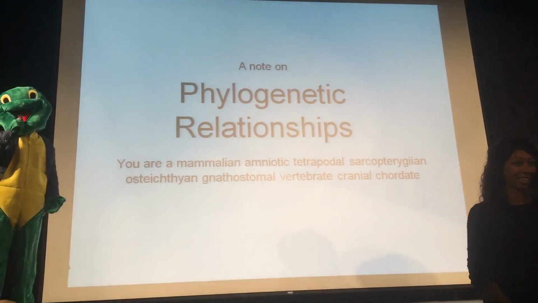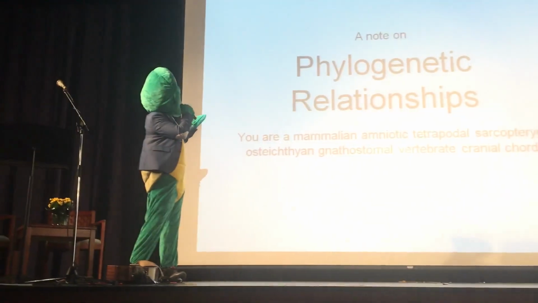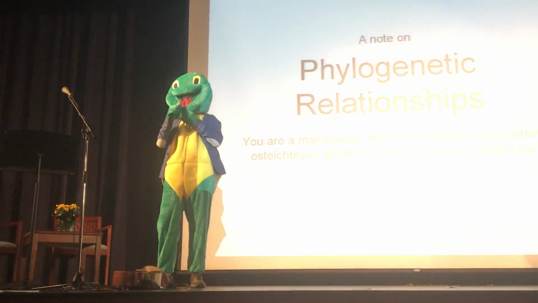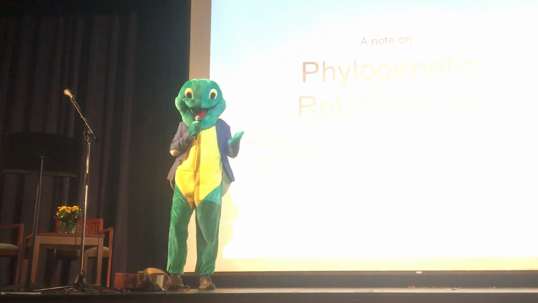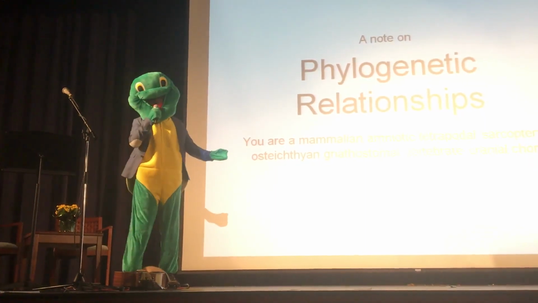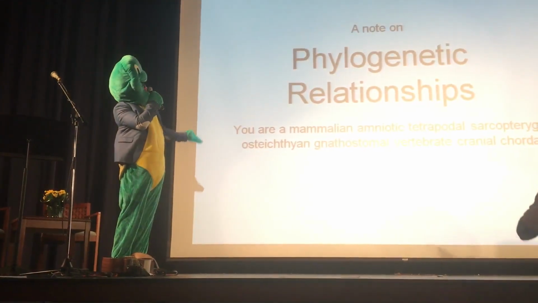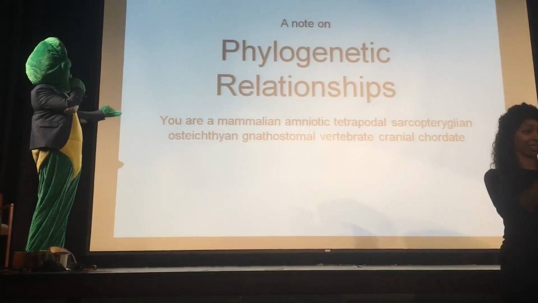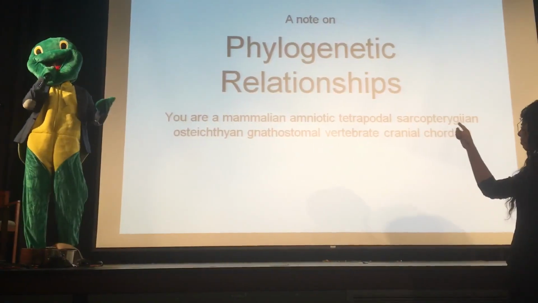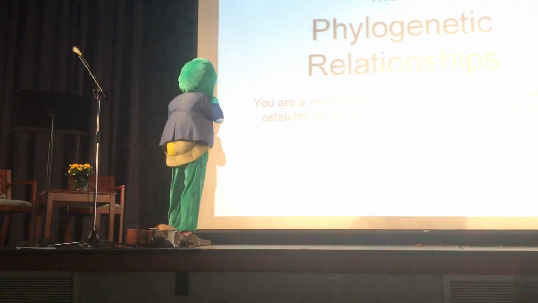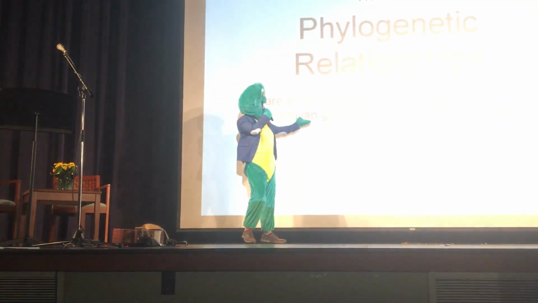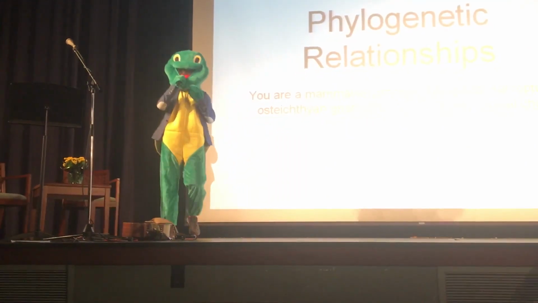Next slide, please. When we talk about phylogenetics, when we think phylogenetically, that's when we say things like, the dinosaurs never went extinct, they just became birds. Because phylogenetically, everything is what it once was. Which means that you are a mammalian, amniotic, tetrapodal, sarcopterygian, osteichthyan, gnathostomal, vertebrate cranial chordate. And that's an interesting thing to be. Especially because this one right here, osteichthyan, it means bony fish. Because you are what you once were.